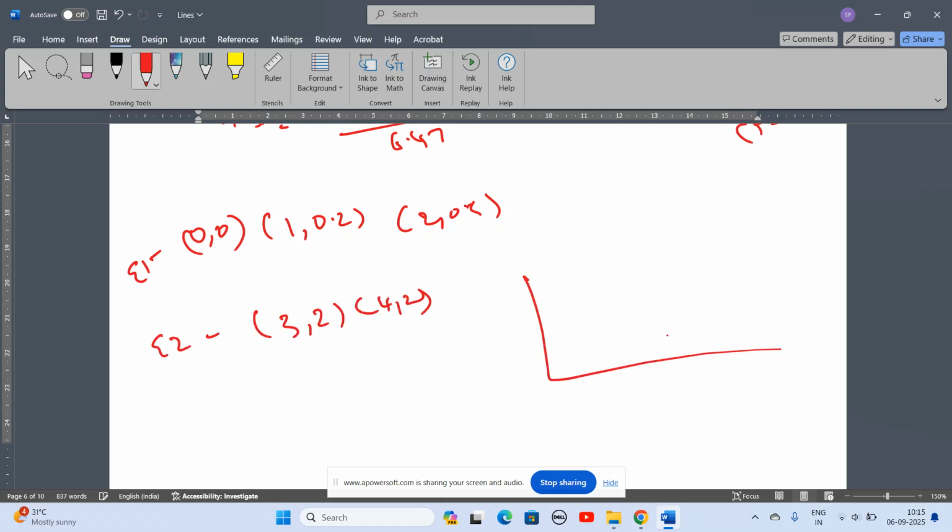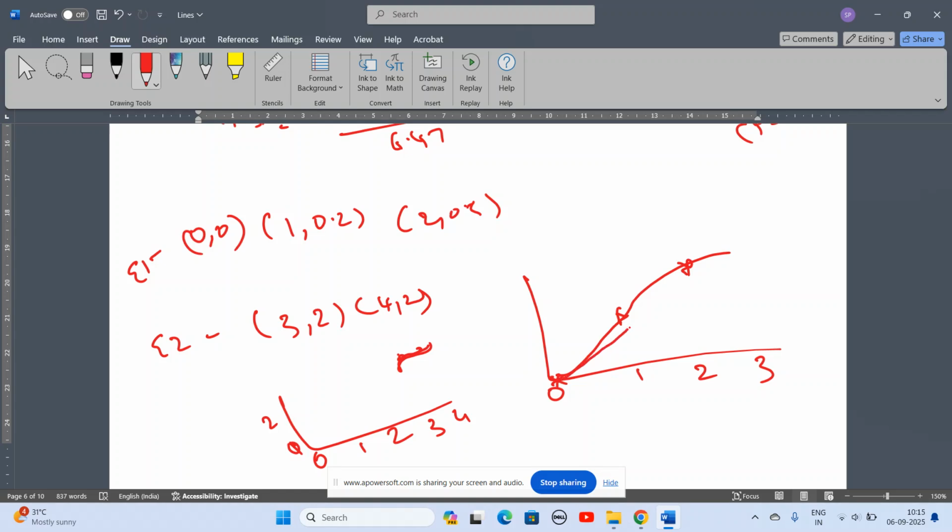This process is again repeated. Now I will take 0, 1, 2: 0, comma 0 will be my edge 1, with 1, comma 0.2 and 2, comma 0.5. So I consider this edge. Now in this case, 3 and 2, 4 and 2 will be my edge 2. Okay? This process will again be repeated.